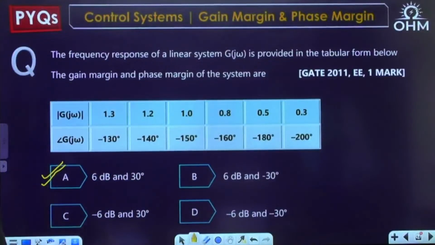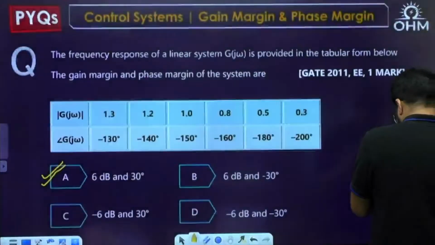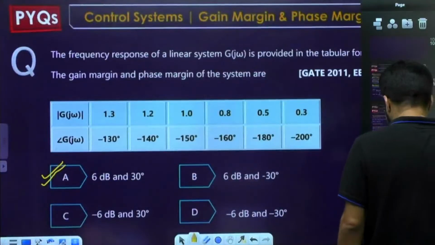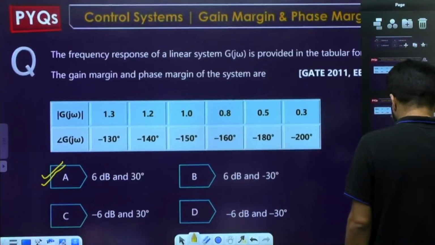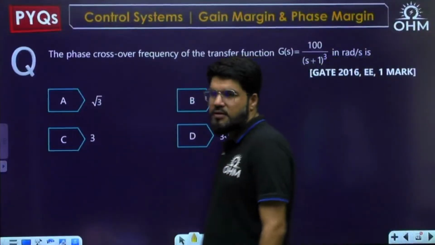Next question now. Let's move on and start calculating some more expressions. GATE 2016 EE 1 mark.